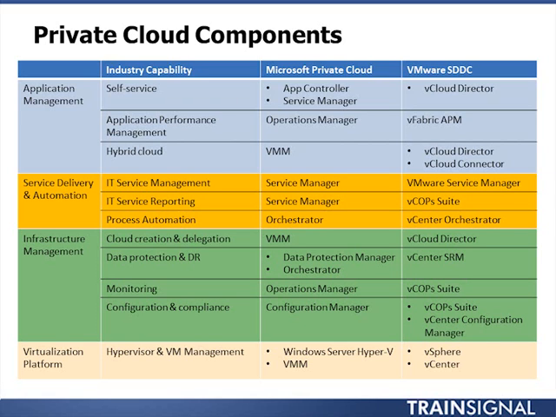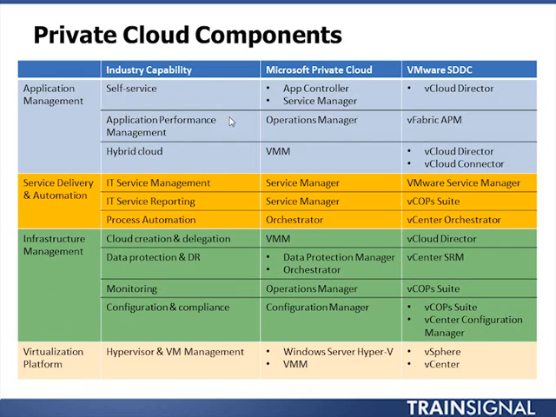So if you look at what the industry is categorizing, you'll find that we have, again, four major categories that make up a private cloud. You have your application management, you have your service delivery and automation, you have infrastructure management, and then you have your virtualization platform. And each of these have subcategories. So for application management, the industry is expecting self-service portal, self-service capabilities. It doesn't have to be a portal.